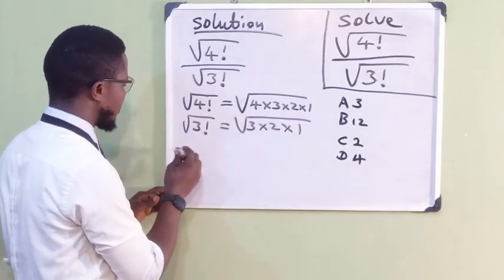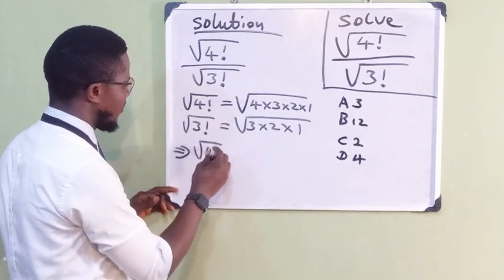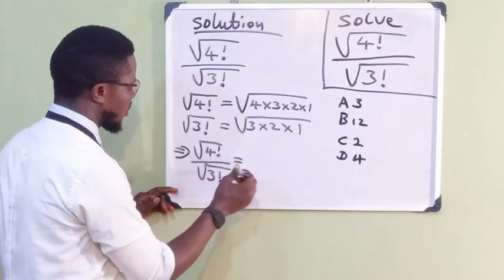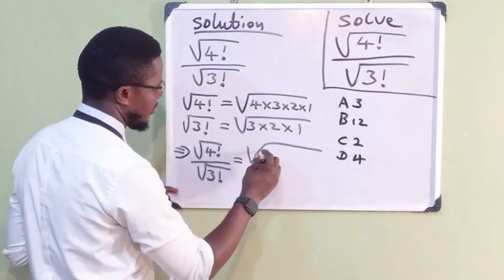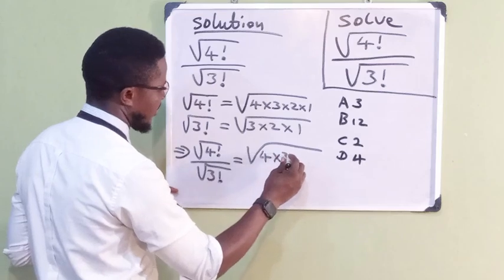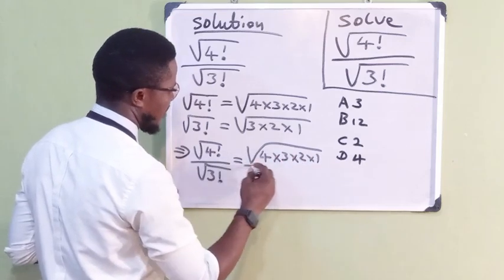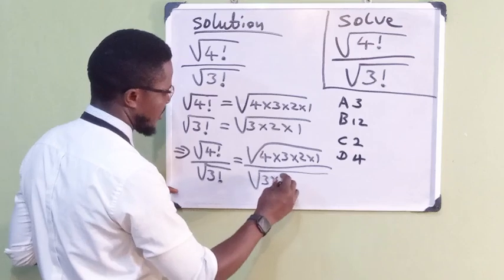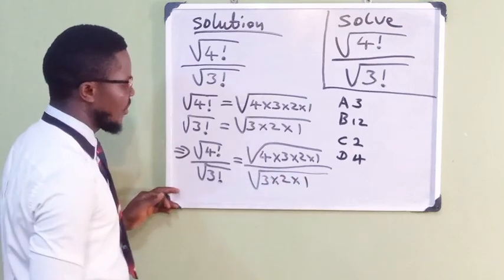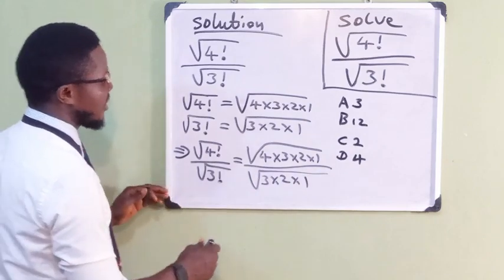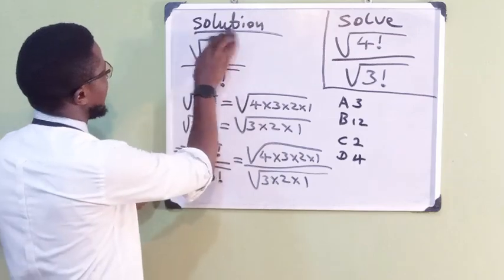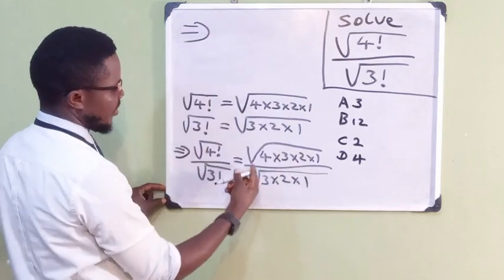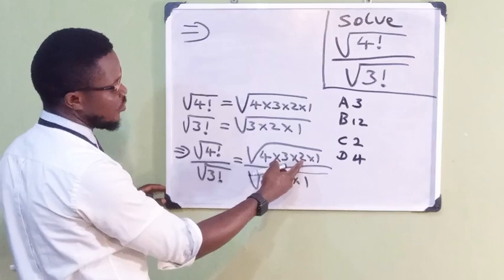So this now shows that square root of 4 factorial all over the square root of 3 factorial is equal to square root of 4 times 3 times 2 times 1 all over square root of 3 times 2 times 1. So when you get to this point, we now say that this shows that 4 times 3 is what? 12, times 2, 24, times 1.